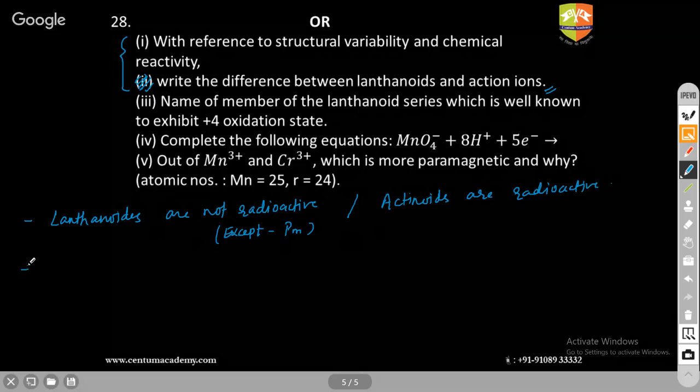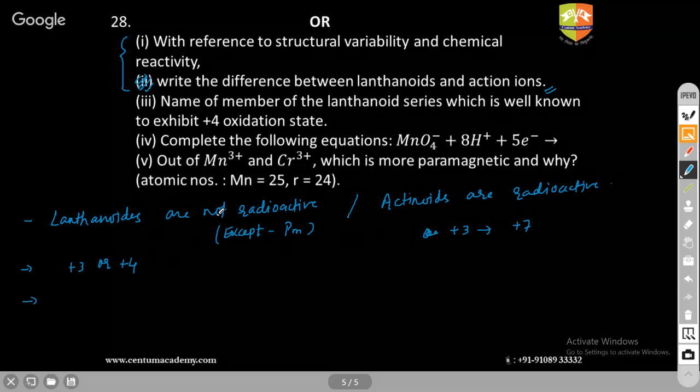Radioactive. Okay. Oxidation state I've already told you. Lanthanoids can show +3 or up to +4. Actinoids generally show +3, but can go up to +7. Right? These are the two major differences we have. Apart from this, you can also say one or two differences between these two series of elements we have.